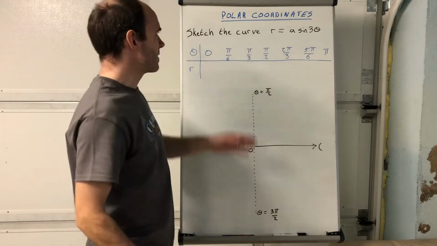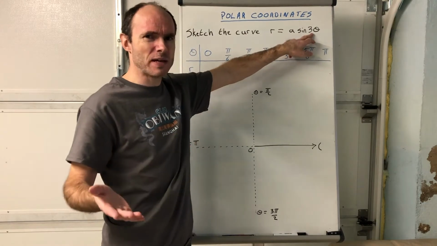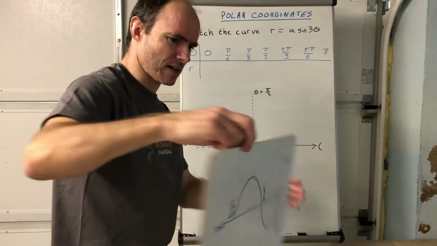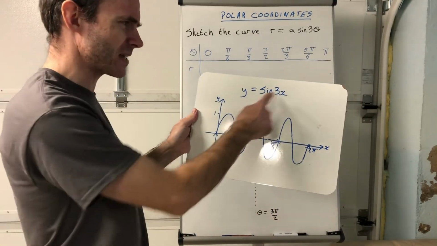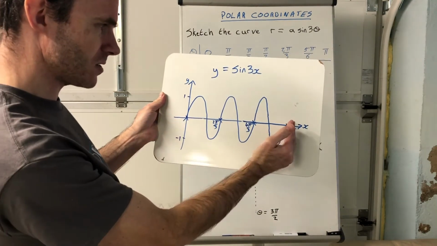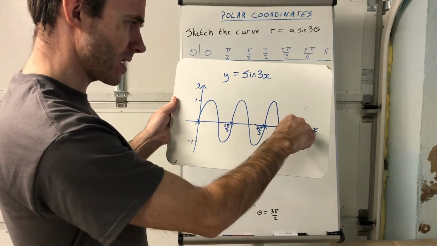Now, let's have a look at this, a sine 3 theta. The 3 theta there should make us stop and think for a little bit. What I've done is sketch out a graph of what y equals sine 3x looks like. I've put x and y because it's Cartesian. You notice between 0 and 2 pi, we can fit 3 of the curves in.